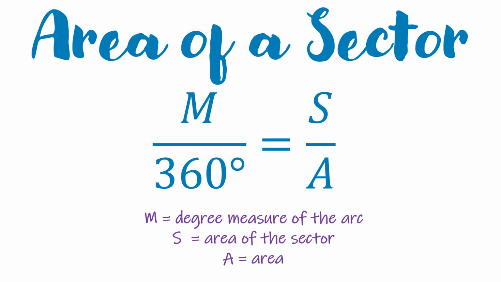And you can set it up the other way. So I have M over 360 equals S over A. You can do S over A equals M over 360. Either way is completely fine. And there are some different ways that you can also write it if you're looking up on other websites.